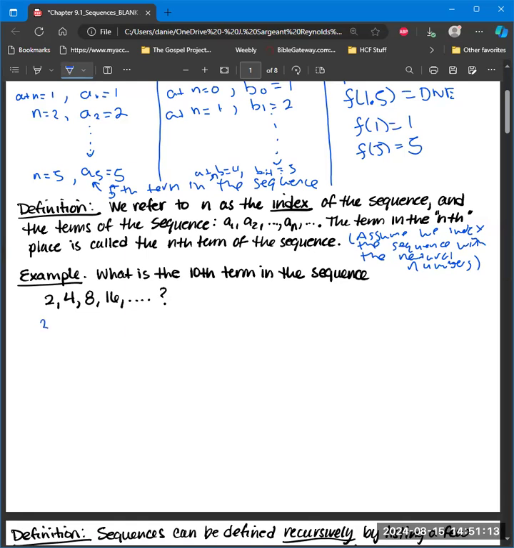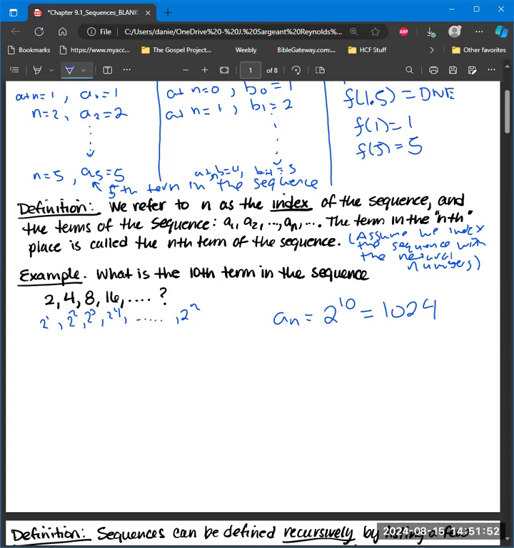So this looks like 2 to the first, 2 to the second, 2 to the third, 2 to the fourth, dot, dot, dot, 2 to the n. So I want to find out that a_n is going to be equal to 2 to the 10th, which is 1024. If you go ahead and multiply that all out, 2 to the 10th power is 1024.